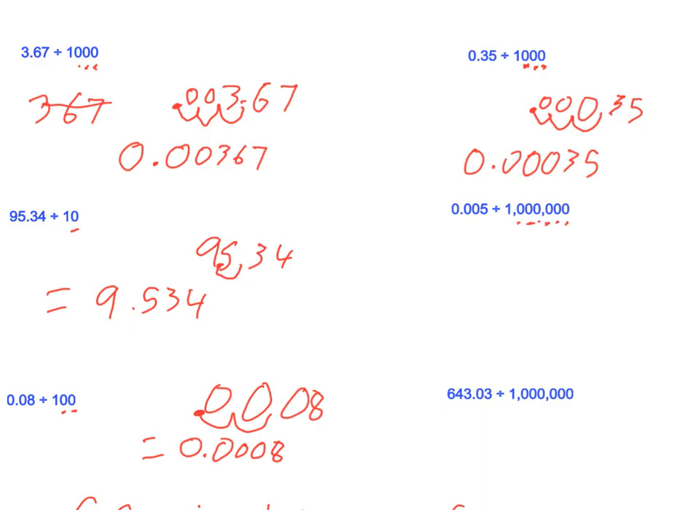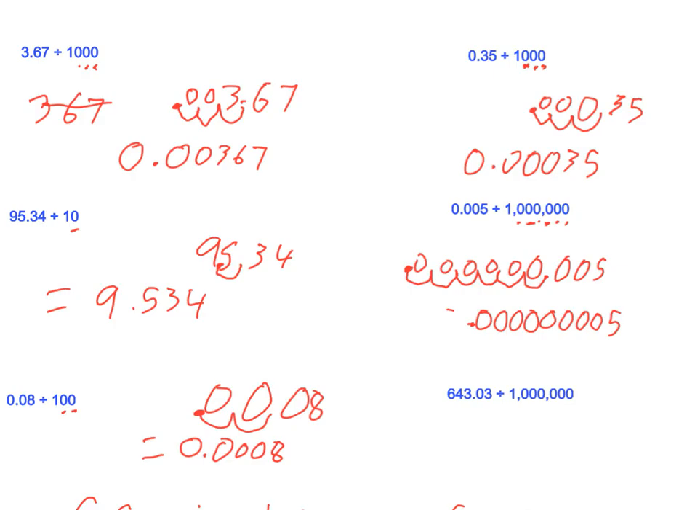Next one, 0.005 divided by a million. There are 6 zeros in a million, so I'm going to have to move it 6 times. So it looks like 0.005, my decimal place was here. 6 times to the left. 1, 2, 3, 4, 5, 6. And just put all the zeros in the way, and then I can count them. So there's going to be 8 zeros before the 5. Then the 5. There's my dot.